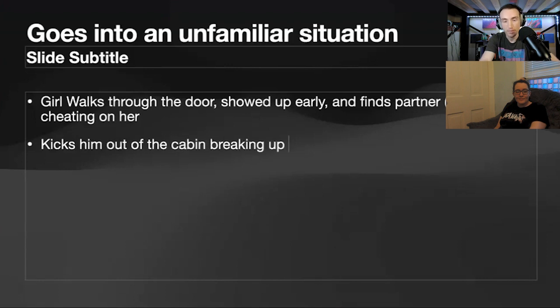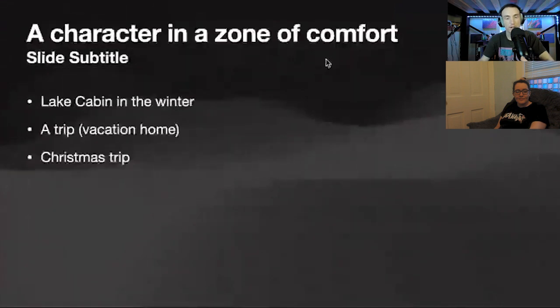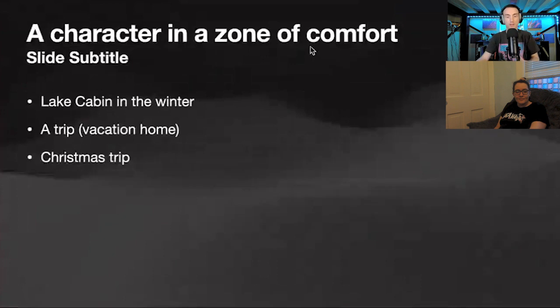Okay, so zone of comfort. Her comfort is the lake cabin in the winter, going on a trip.